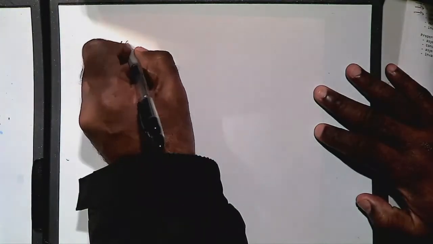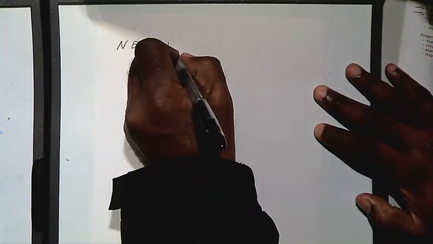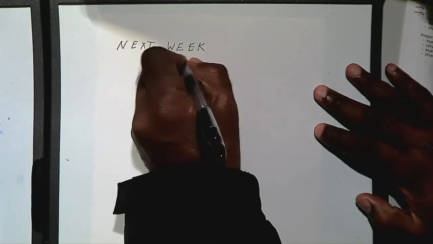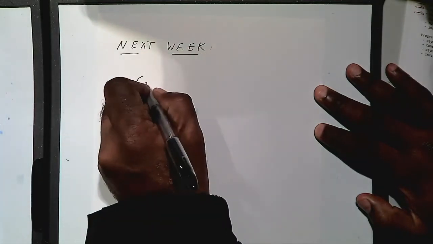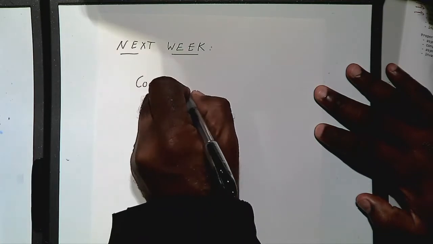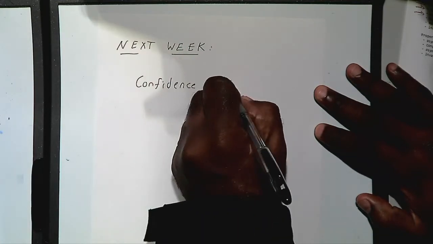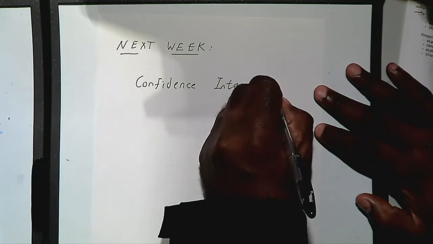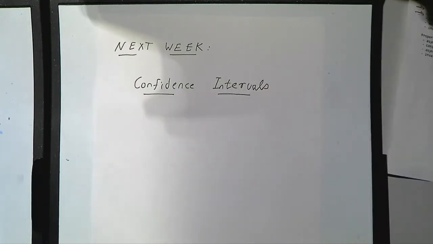Right, so I managed to do only 4 examples, but not the 10 I promised, right? But next week, just before you go, right, next week, the topic for next week will be confidence intervals, right? So we are done with maximum likelihood estimation, right?